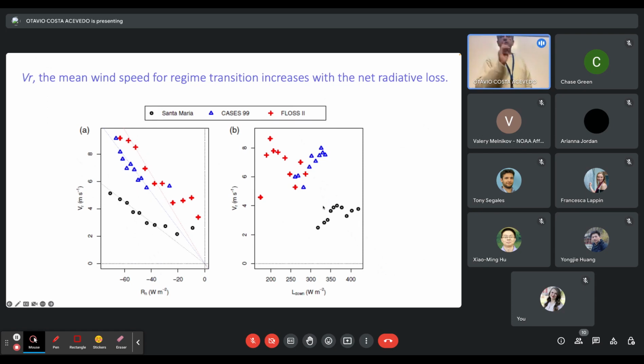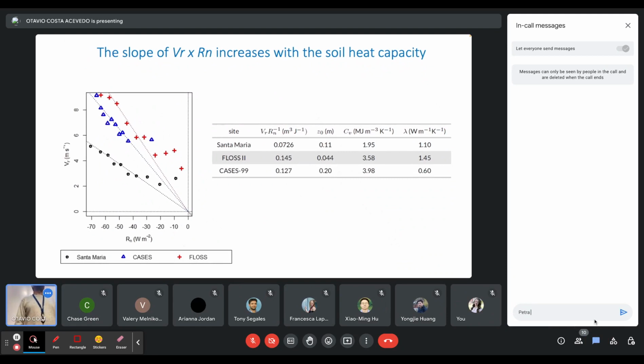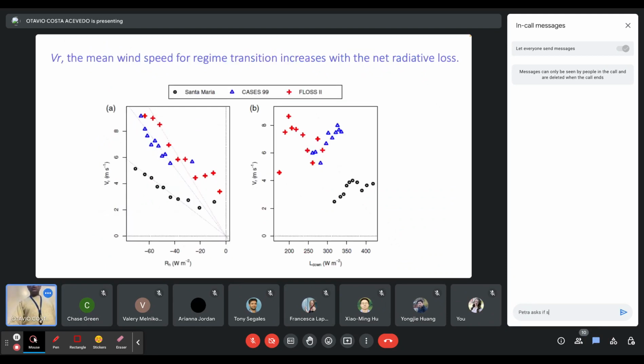Interesting here: if you take only the longwave radiation from the atmosphere, which would represent an idea of cloud cover, nothing very clear happens, but with net radiation a very clear pattern emerges. Please. Question from the audience about the symbols, whether they represent nights or different days. Okay, this is for the entire data set, and we take 10 classes of net radiation for each. So each point is the average for one tenth of the total data set, regardless of whether it's from the same night or not. Very good question.